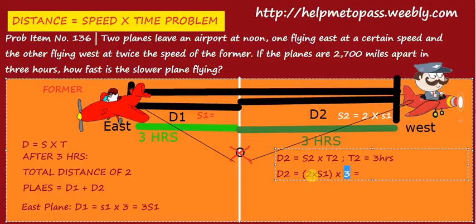If you multiply that further, 3 times 2 becomes what? 6. So 6 S1. We'll call it 6 S1. So you have D2 in terms of S1 as 6 S1. Correct? Okay.